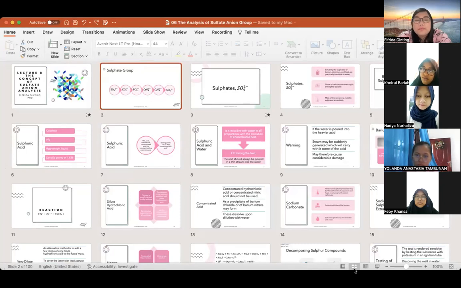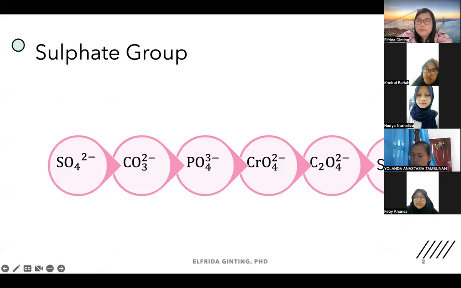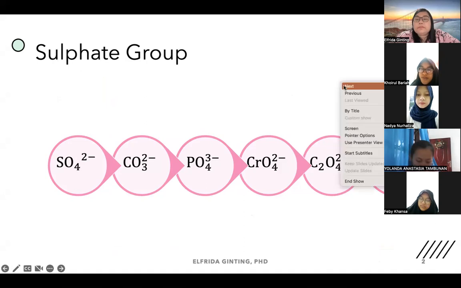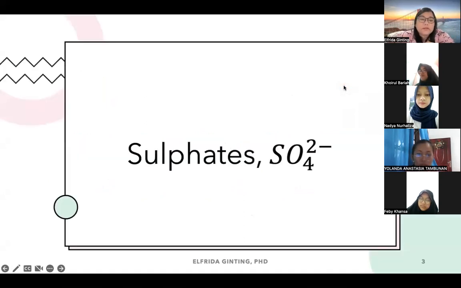That's the reason that I have 100 slides. I know that it's impossible to finish it, but even if we can finish half of it, it's already good. Okay, so this is the sulfate group, and we will see how we can analyze all these 6 sulfate group anions using chemicals. Now the first anion that we will be discussing is sulfate, SO4 2 minus.